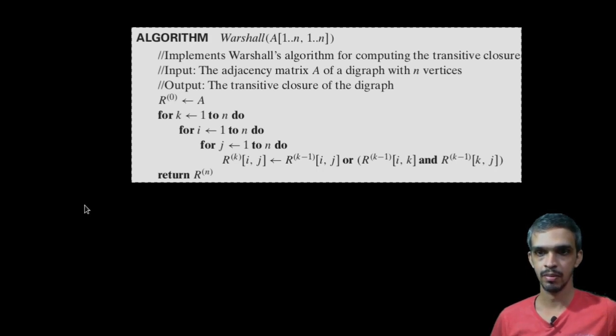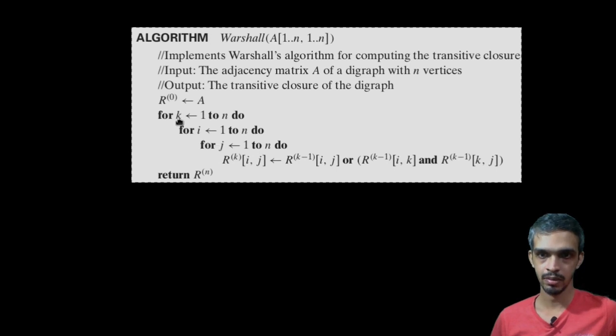So we start from R0 equal to A. A is the matrix representation where if there exists an edge we put a 1, and if there doesn't exist an edge we put a 0. So it is a Boolean matrix with the elements 1 and 0. Then we have a loop with 3 loops, k equal to 1 to n, i equal to 1 to n, j equal to 1 to n. So in this what we are doing is we are calculating R1.